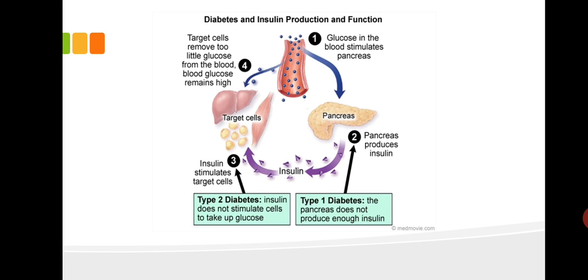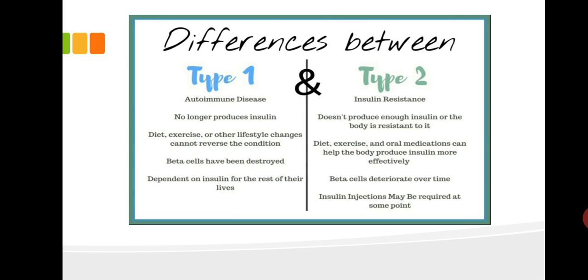Insulin stimulates target cells, but the target cells remove too little glucose from the blood. Blood glucose remains high. In type 2 diabetes, insulin does not stimulate cells to take up glucose. And this is the insulin production and function.